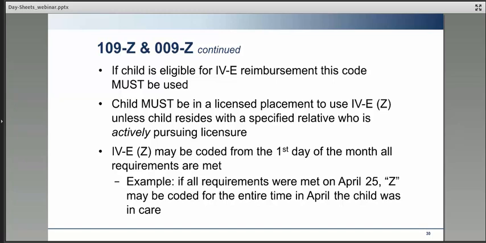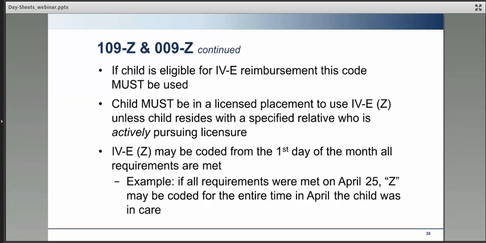If the child is eligible for 4E reimbursement, this code must be used. Again, same thing for 215. It must be used. It is the trump of all other codes. The child must be in a licensed placement in order to use 4EZ for service codes, unless the child is residing with a specified relative who is actively pursuing licensure. So that means if, let's say, you place them in a kinship placement with a grandparent, aunt, uncle, sibling, whomever, it must be real kin, not fictive kin, but real blood kin.